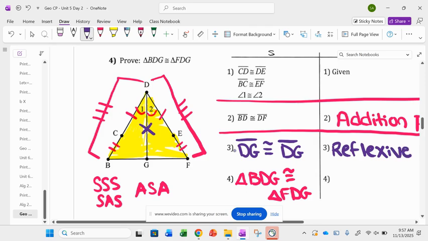Wait, is it reflexive because you can use it for both? Yep, because we can use it for both, a side for both triangles. So Jack M, what method are these triangles congruent by? Excellent, SAS.